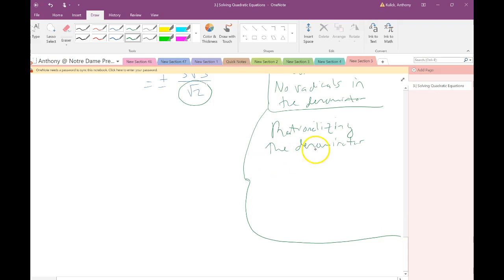So the idea is that we multiply the top and bottom of our fraction by the conjugate.